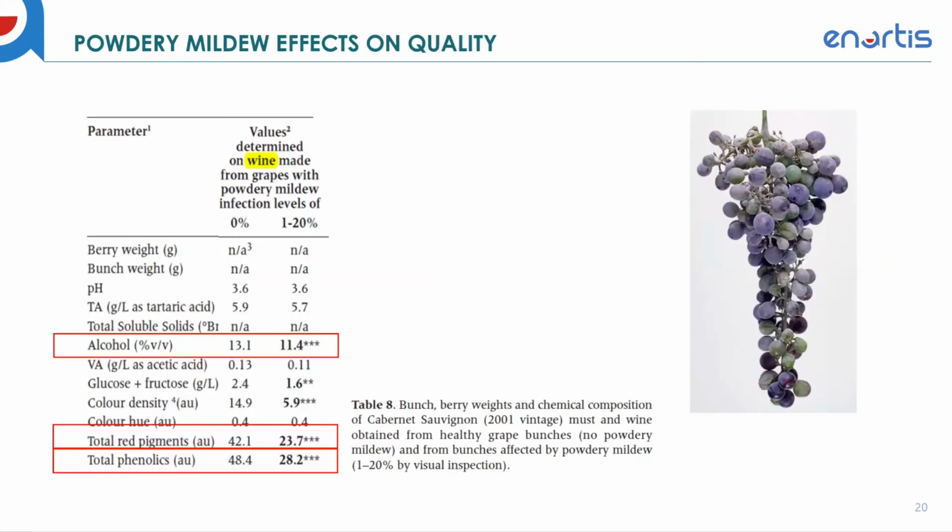Powdery mildew effects on quality that we've seen: it decreases the alcohol, decreases red pigments, and decreases total phenolics. So all the symptoms we would typically expect to see from unripe fruit, we basically have higher green characteristics and less phenolics. It's a difficult situation from a wine quality standpoint because we have fruit that's not ripening.